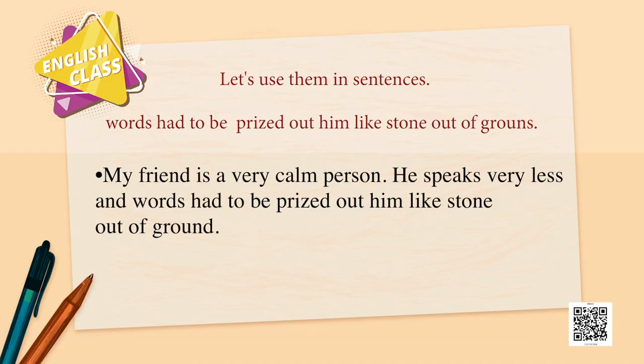Words had to be prized out of him like stone out of ground. So, how will you say? I can say my friend is a very calm person. He speaks very little and words had to be prized out of him like stone out of ground. Very good. So, your friend is a calm, quiet person. If you were to make him speak, words are to be prized out, like you have to find a ground which is completely empty.